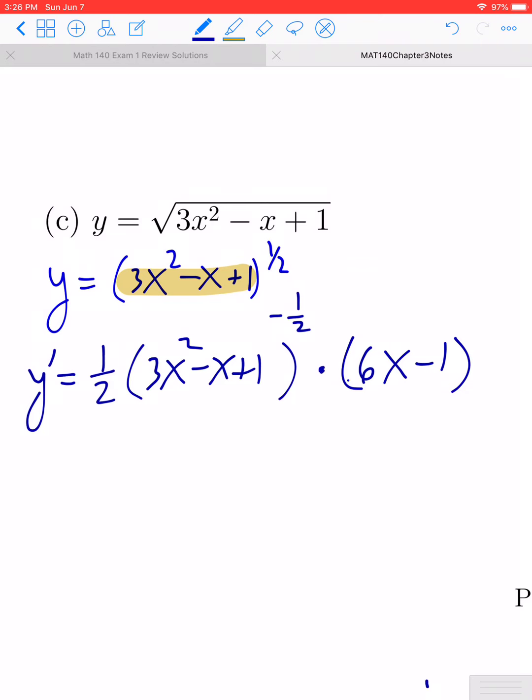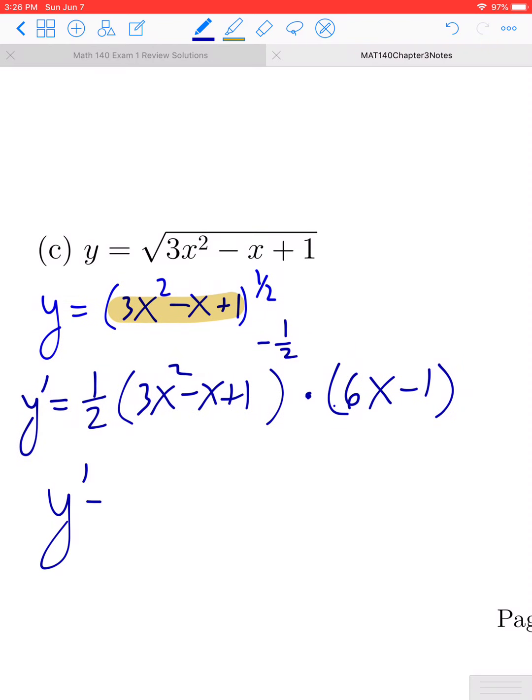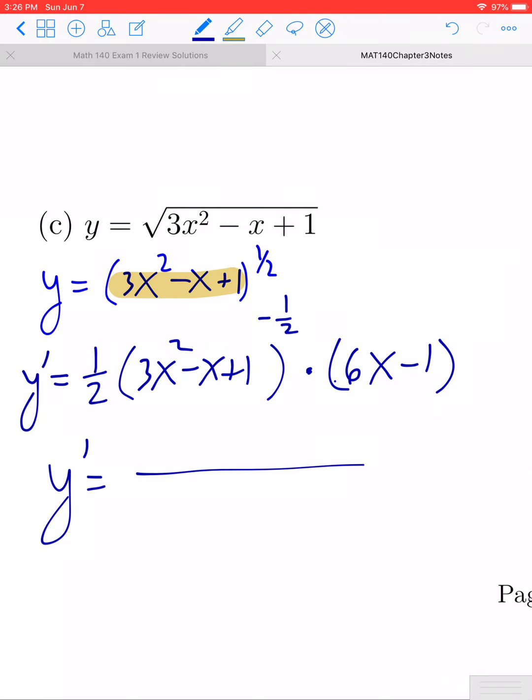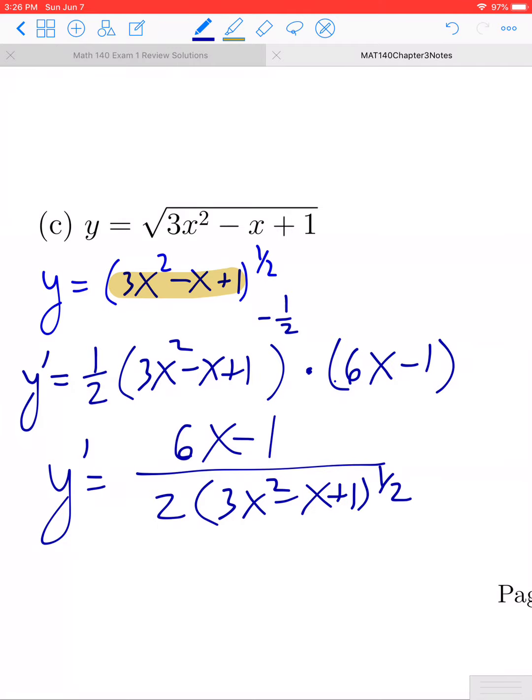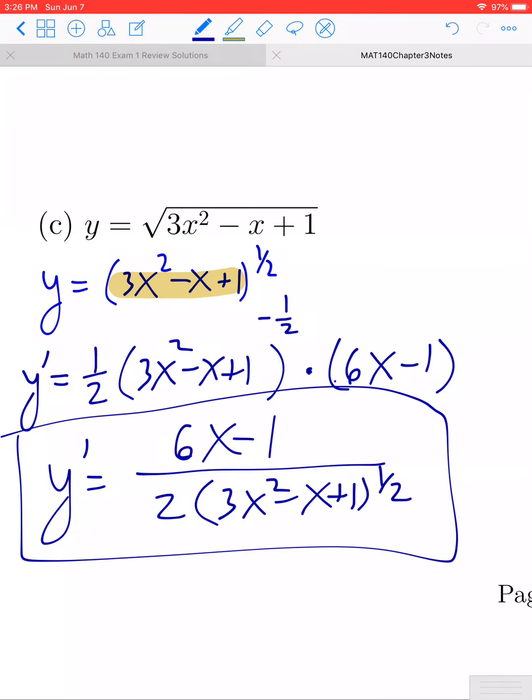From here, we definitely want to simplify it a little bit. We don't want to leave it with that negative 1 half power. So we have a 6x minus 1. We can put that in the numerator. The 1 half, I can think of it as a 2 coefficient in the denominator. And then we're going to reciprocate this, 3x squared minus x plus 1, and that will now be to the 1 half power. So there's our derivative. y prime equals 6x minus 1 divided by 2 times parentheses 3x squared minus x plus 1 to the 1 half power.